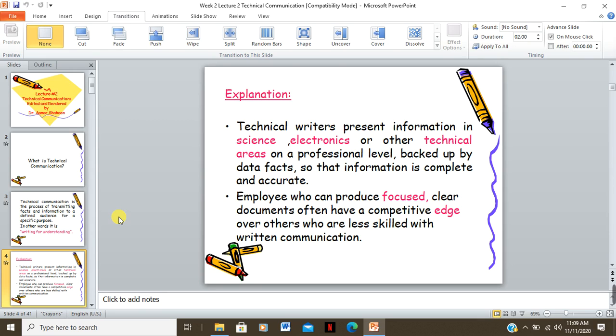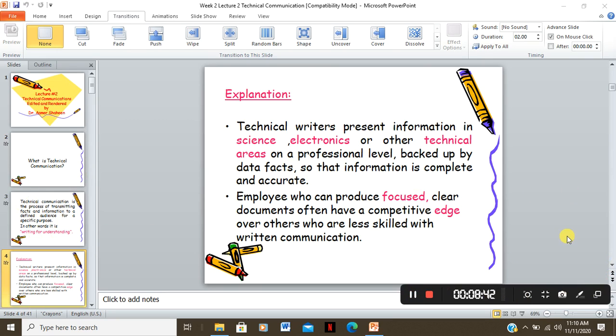So the skill which is most often required is that of choosing language. That is very important for us. Therefore, I repeat the sentence: an employee who can produce focused, clear documents often has a competitive edge over others who are less skilled with communication, with written or spoken communication, regarding both things.